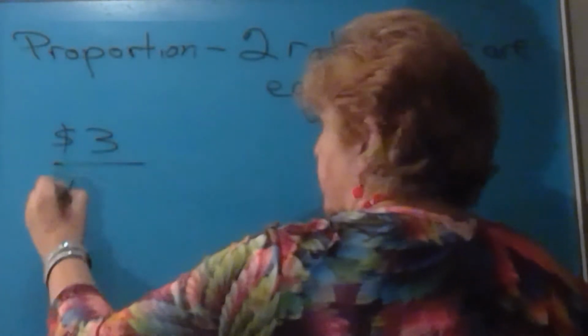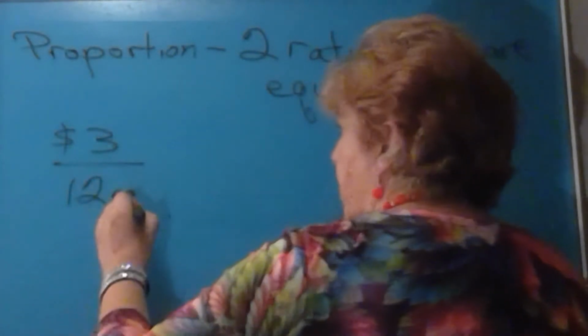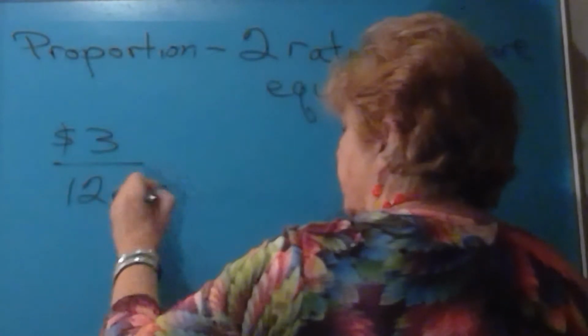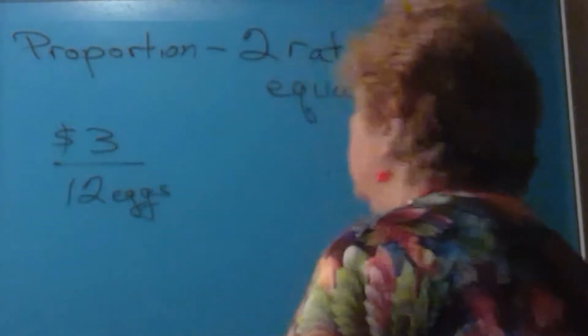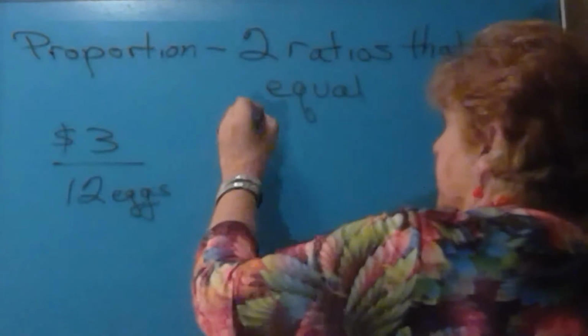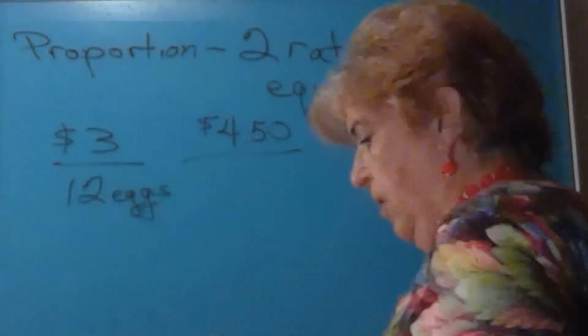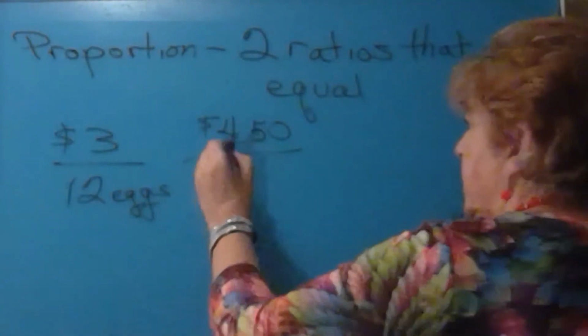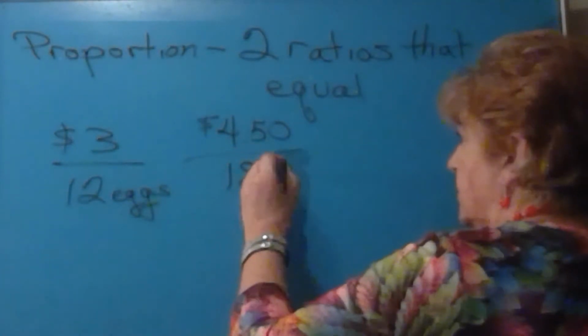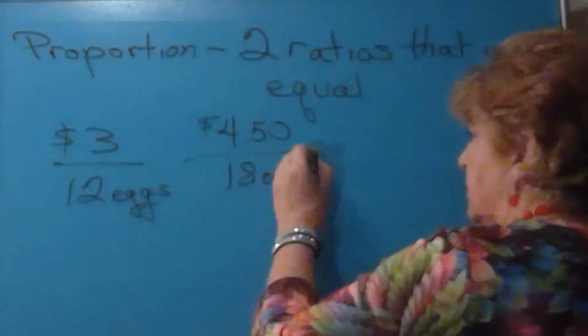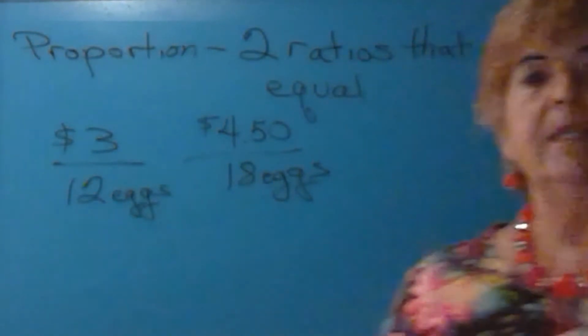$3 for 12 eggs, or $4.50 for 18 eggs. Is that a proportion?